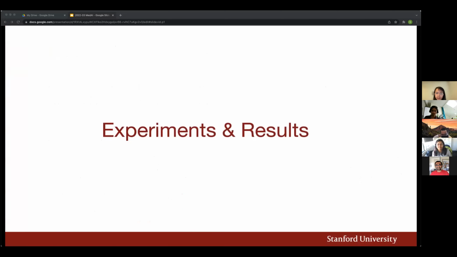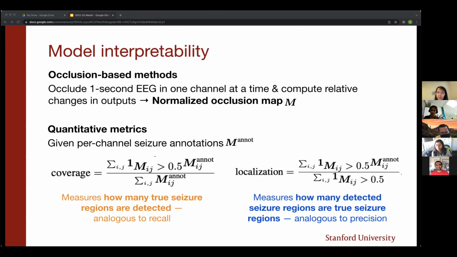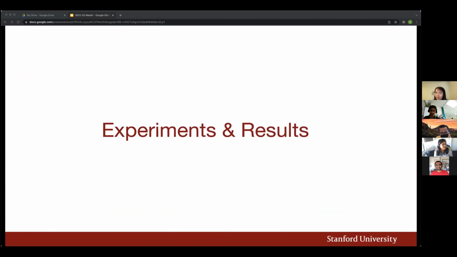Before I move on, is there any question? So the coverage and the localization are measured per data set, like a single value for the entire data set? No, it's a measure per input, per EEG clip. I see. So given a single EEG clip, you find out what fraction of the detected seizure was a true seizure. Got it. Yeah, exactly.